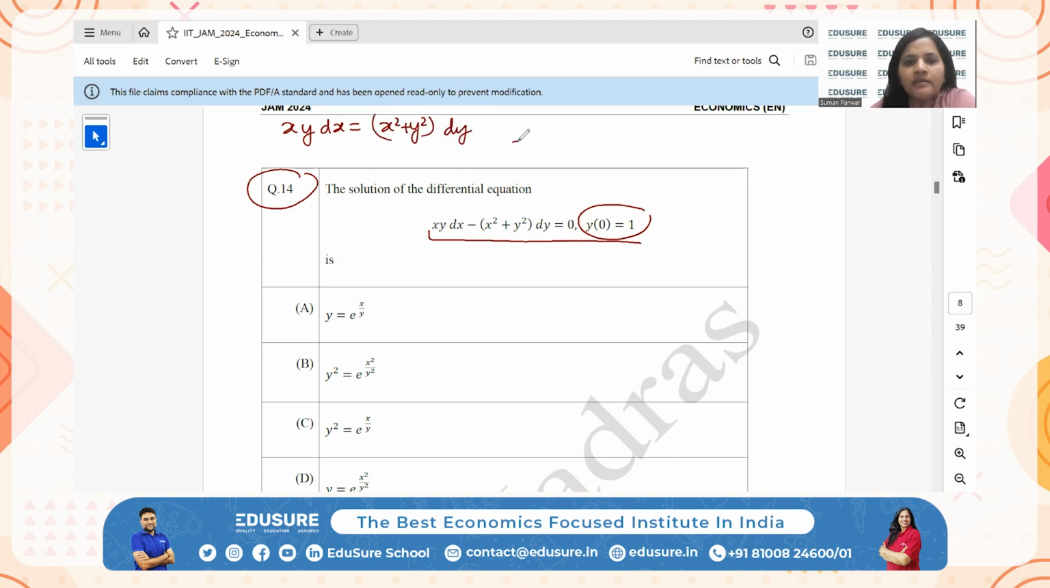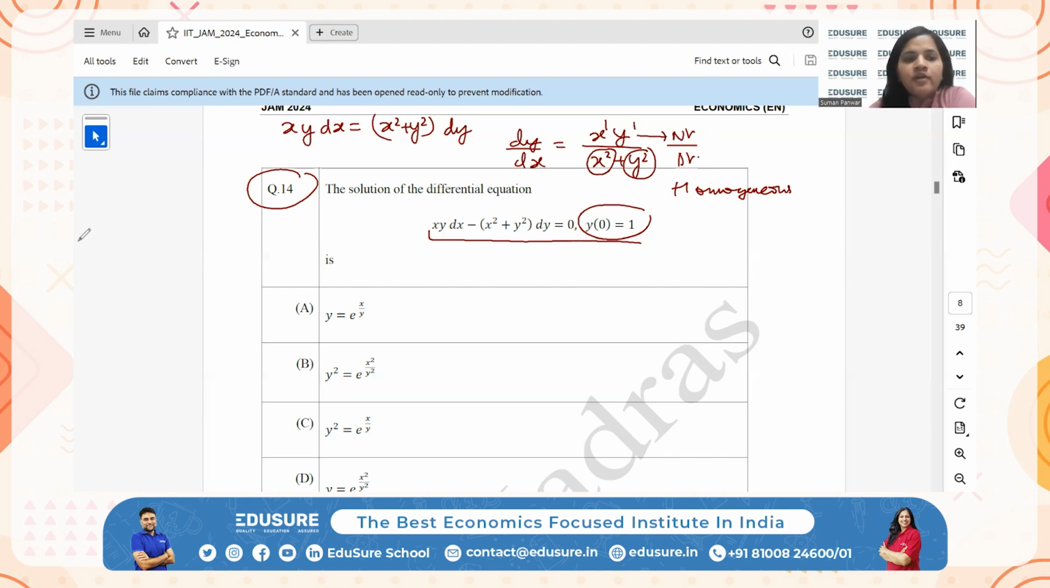And it can further be written down as dy by dx equals xy upon x square plus y square. Now, this is a homogeneous differential equation. Why? Because there is a numerator and a denominator, and the degree of each term is 2. The degree of this term is 2, this term is 2, and here 1 plus 1, 2. So therefore, this is a homogeneous differential equation.